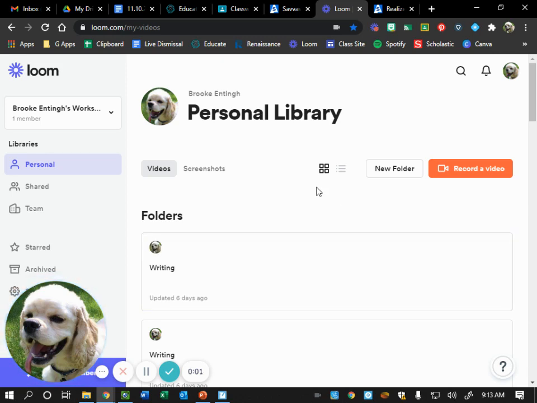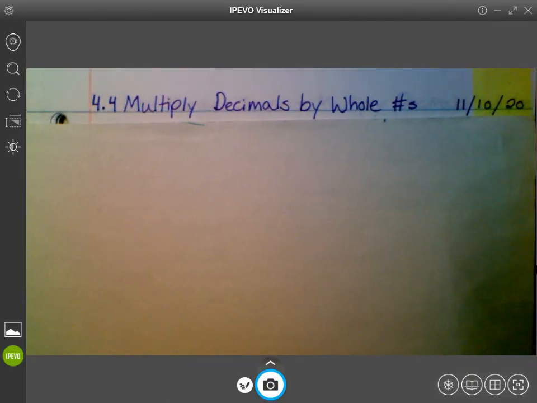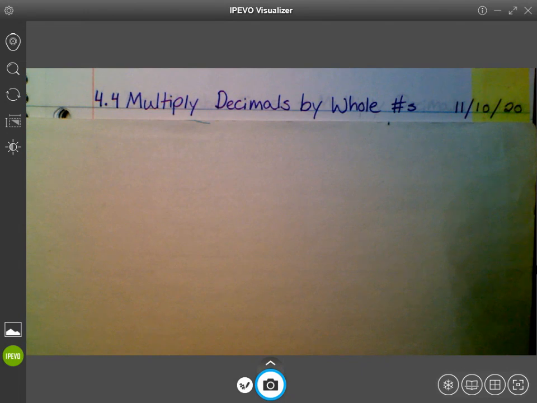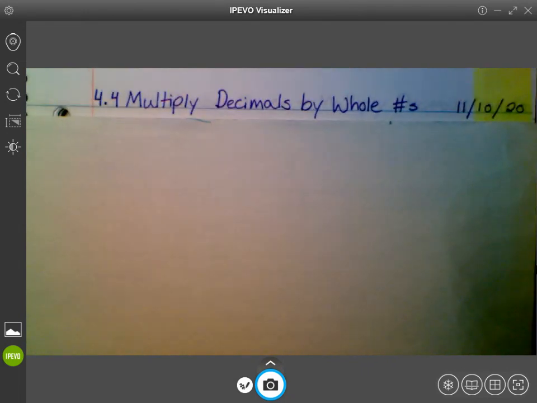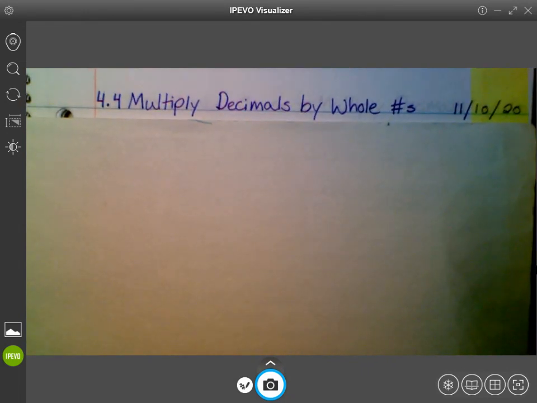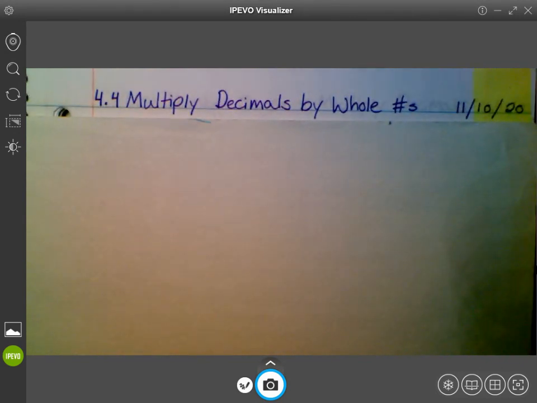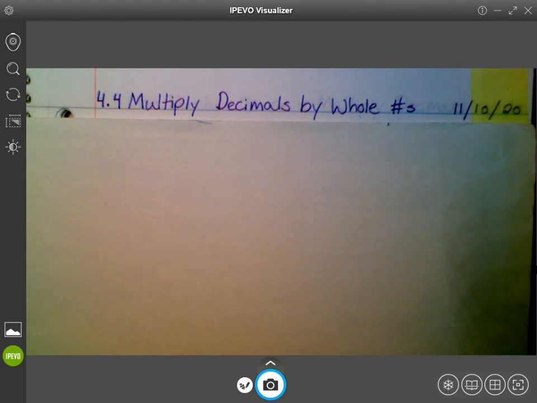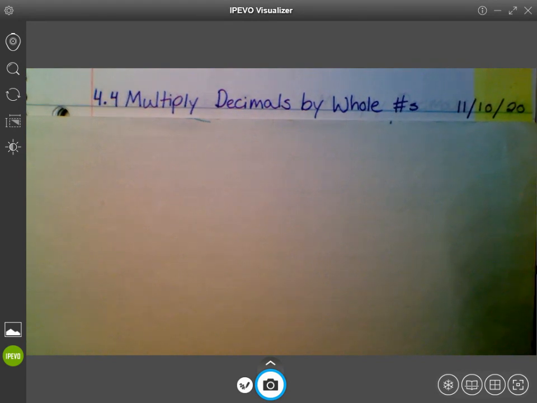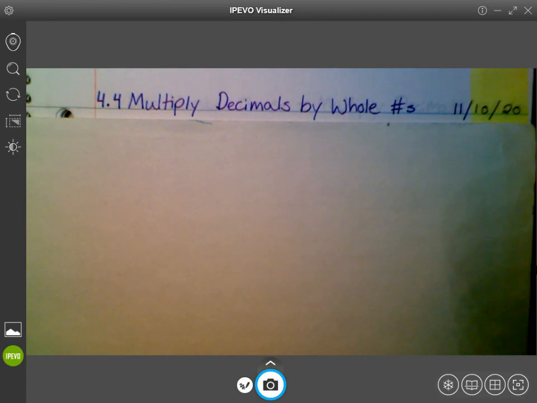Are opened to the next clean page in our math notebook, and we are ready for today's notes. So today, we are titling our page 4.4 Multiplying Decimals by Whole Numbers, and then today's date, which is 11-10-20. Multiply decimals by whole numbers. And I used a hashtag symbol for numbers since I didn't have a whole lot of room at the top of my paper.